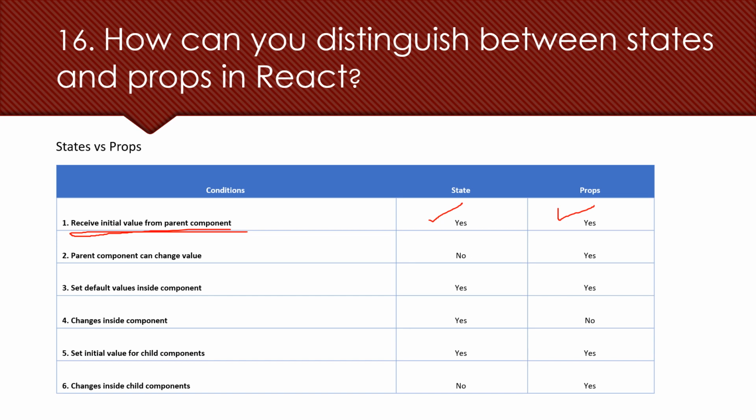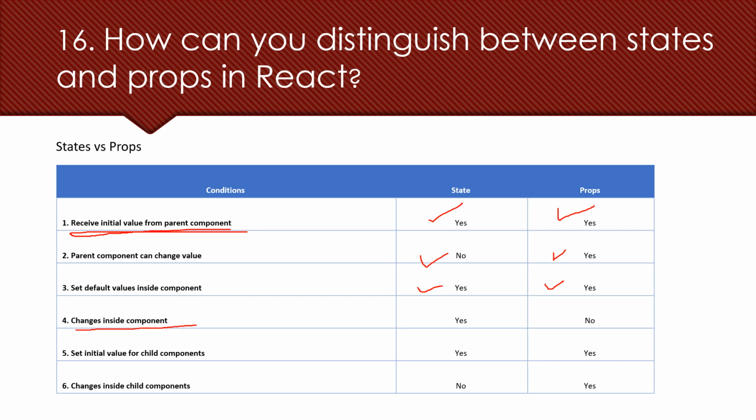The answer to that is no. State cannot be changed by the parent component, but props can be changed by the parent component. Set default value inside component, that is true for both. We can set the values for both the state and props in the component.